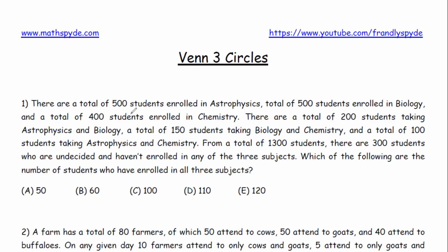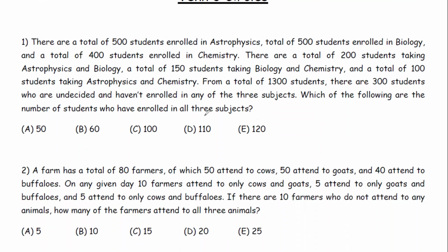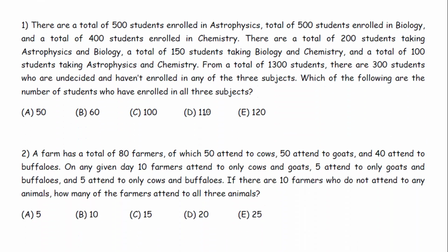All right, let's look at this first question, and through the question, I'll explain the formula and the concept. What we have here is there are a total of 500 students enrolled in astrophysics.